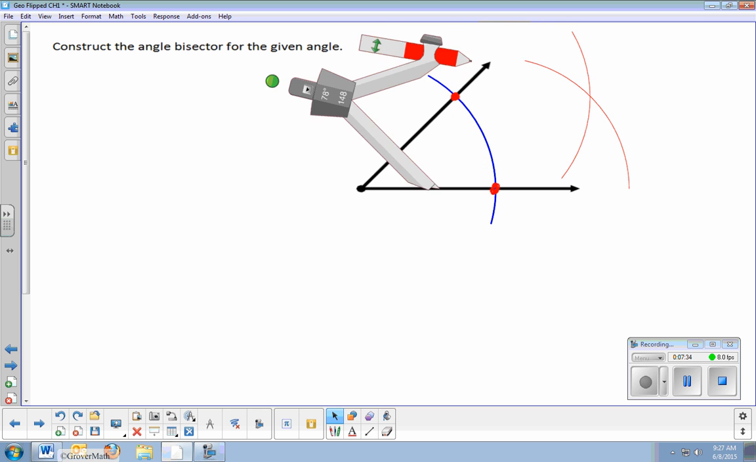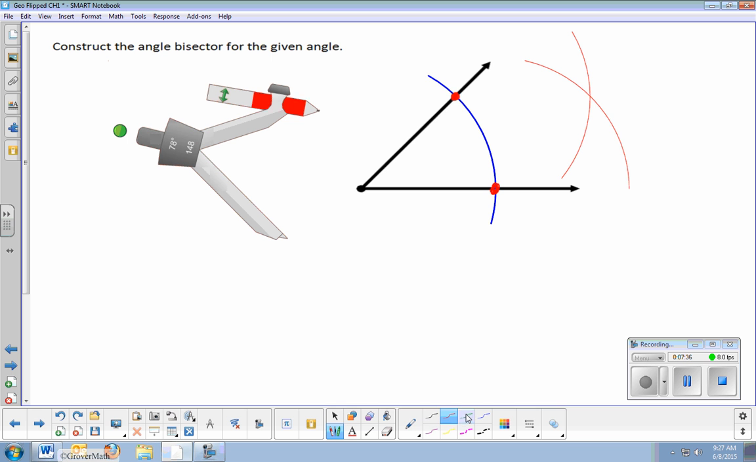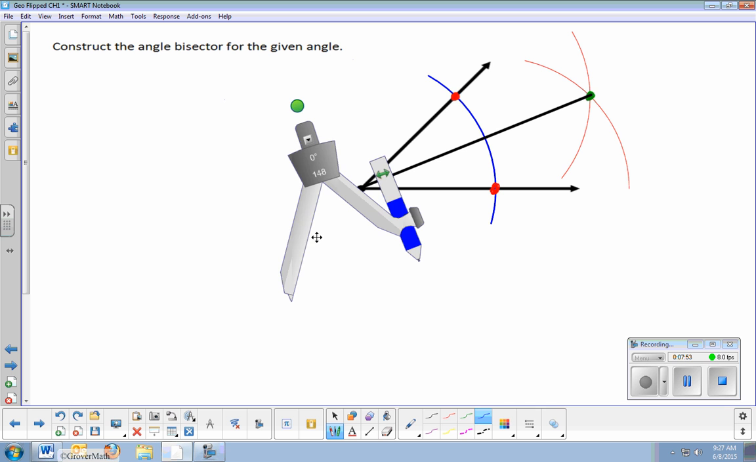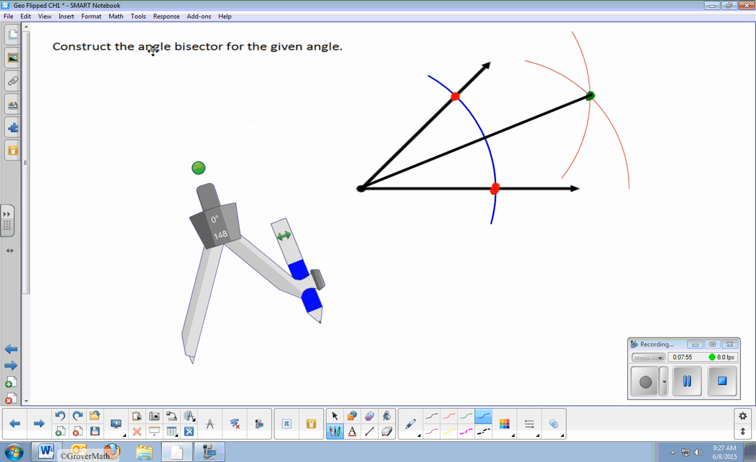Where those arcs cross, you make a point. And connect that point to your vertex of the angle. And what that does is it bisects it. It cuts it in half. So that's it. Very short, very simple construction of an angle bisector.